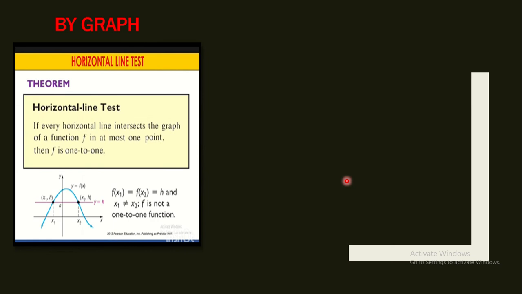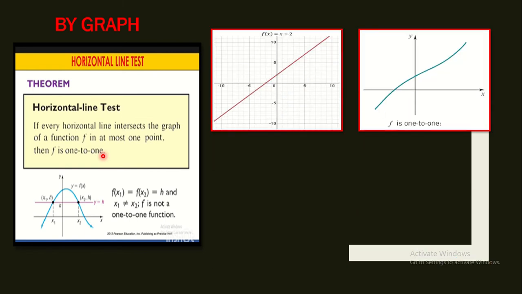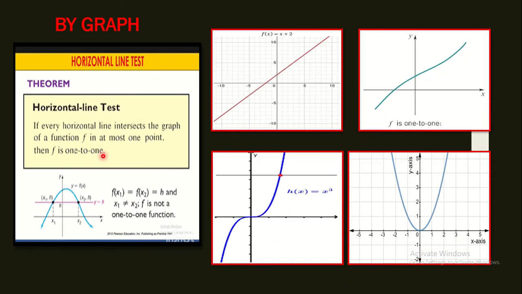Okay? How about sa graph? Sa graph naman, meron tayong tinatawag na horizontal line test. Okay? A horizontal line test: if every horizontal line intersects the graph of a function f in at most one point, then it is a one-to-one function. Ito lang po yan. So, let's have the four graphs.